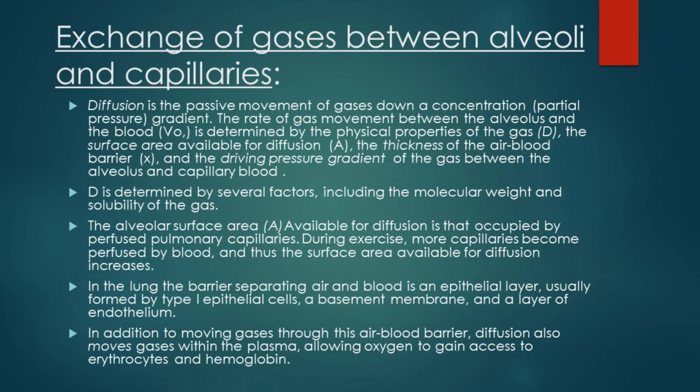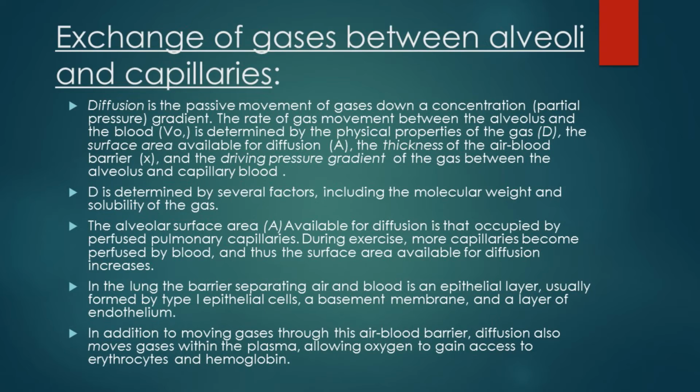And we know that diffusion is the passive movement of gases down a concentration gradient. In the case of gaseous exchange, diffusion is the passive movement of gases from a region of higher partial pressure to a region of lower partial pressure. The rate of movement of gases depends upon the physical properties of the gas, the surface area available for diffusion, the thickness of the air-blood barrier, and last, the driving pressure gradient of the gas between the alveolus and capillary blood.